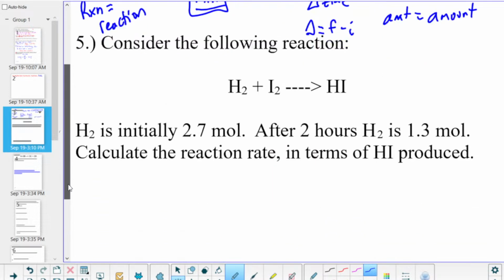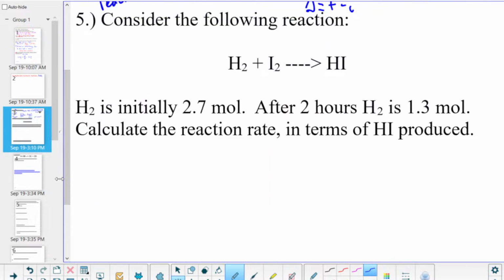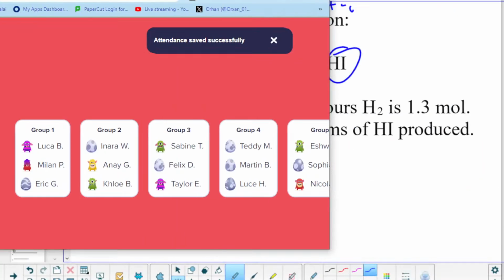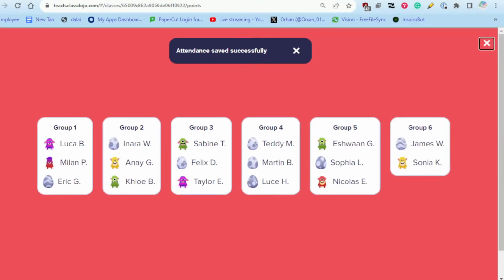Excellent. For this question then, hydrogen is initially 2.7 moles. After 2 hours, hydrogen is 1.3 moles. Calculate the reaction rate in terms of the amount of HI produced. Find your people. Do it on the board.